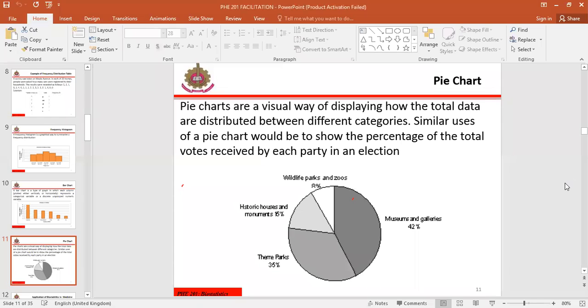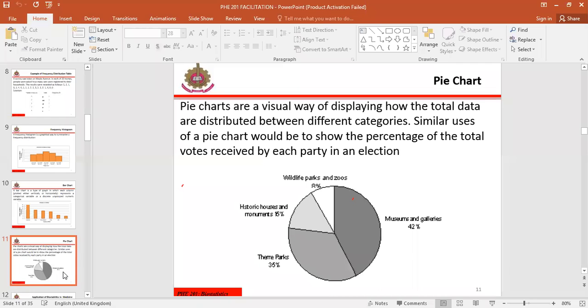Okay, sorry about that. I was trying to mute those people that are disturbing the lecture. Now, just like I was saying, each of these parameters, measured in terms of wildlife parks and zones, historic houses and monuments, museums and galleries, theme parks, and others, each of them, in terms of percentage, has its own degree representation. That is the portion which they cover within the entire circle of 360 degrees.